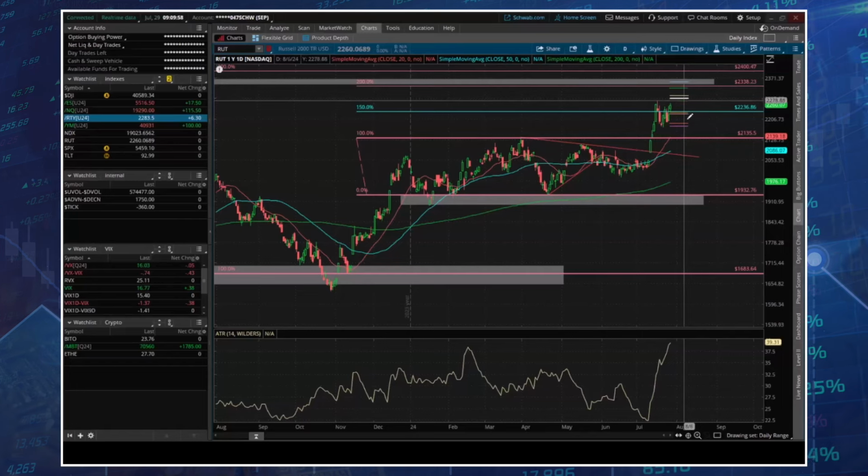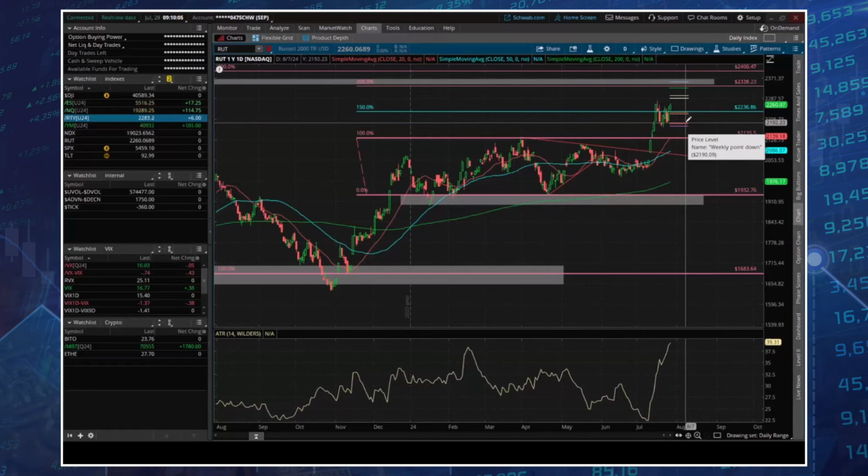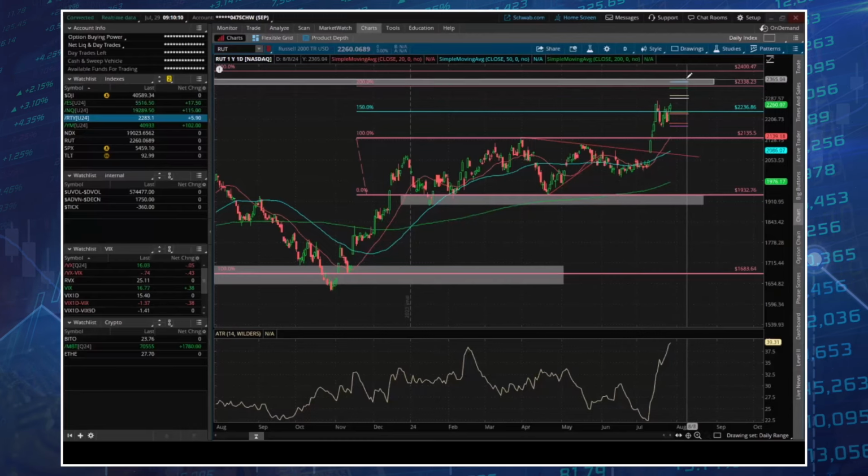But ultimately, this asset is setting up for new all-time highs, and I do believe we're going to see new all-time highs in the Russell. Probably not this week, since the implied volatility market's not pricing that in, but probably at some point before the election.